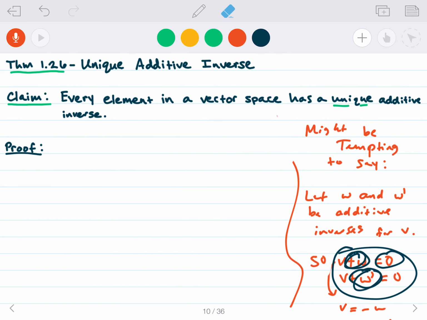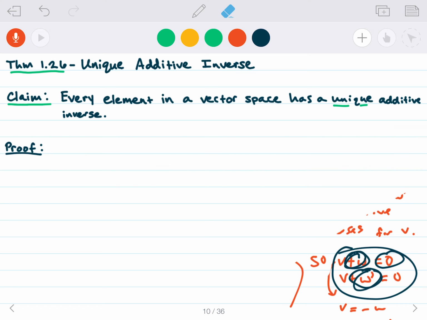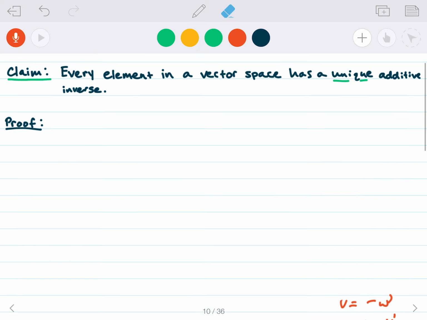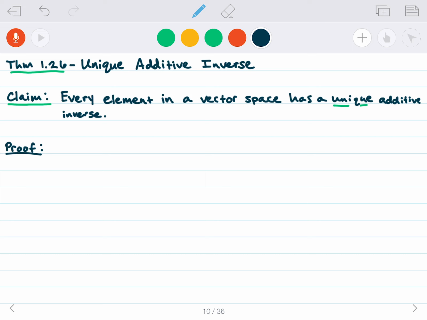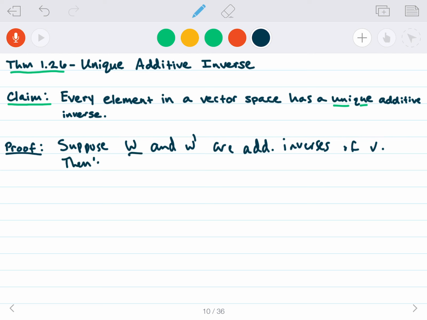So let's get rid of this. But I just wanted to show you why that was not correct, because it's tempting to do that. But we're going to start the same way. So suppose W and W prime are additive inverses for V. Then we have the following. Again, we're trying to show that these two equal each other, to show that there's only one additive inverse for any given vector V in our vector space.